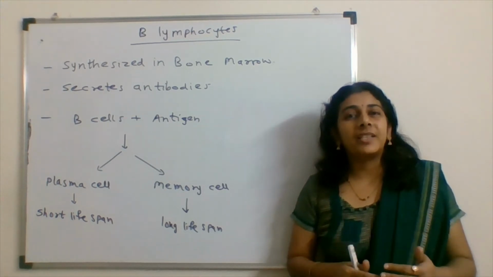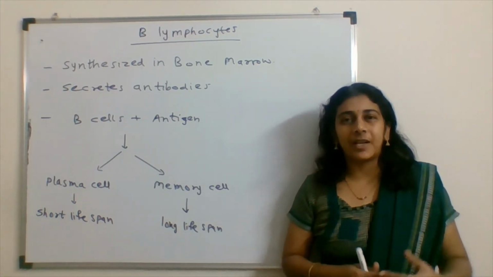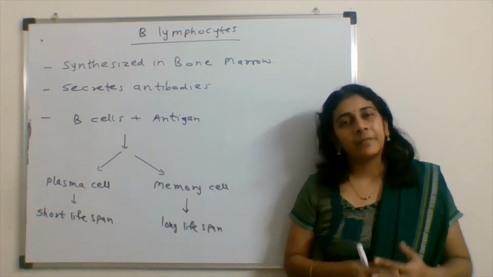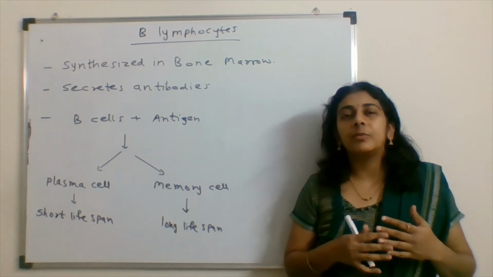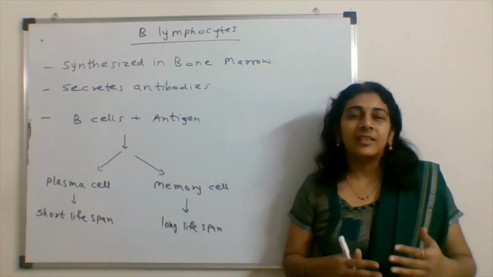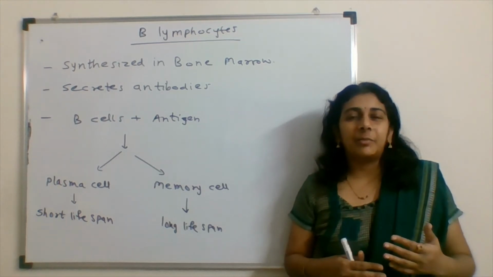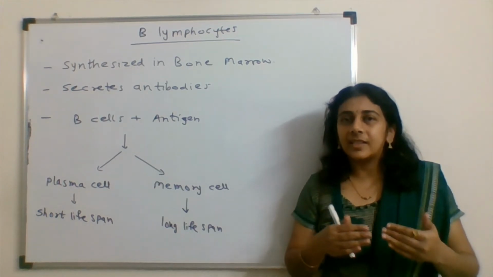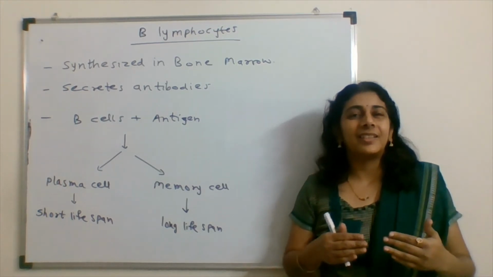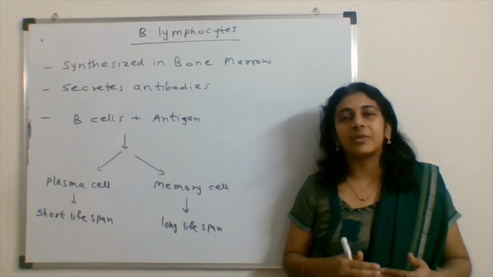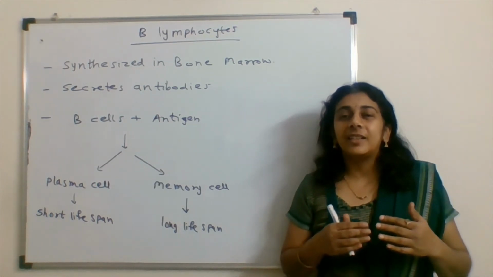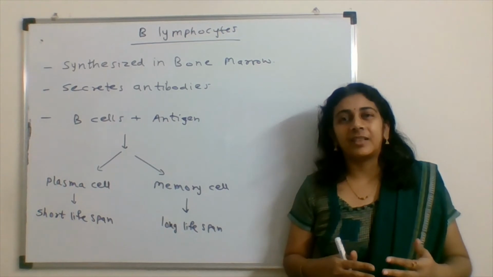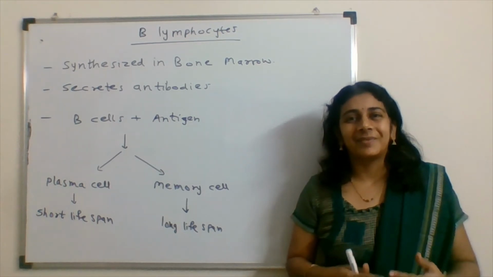So one memory cell is formed along with the plasma cell or effector cell, and the memory cell functions to memorize that antigen. Because of this, if that antigen comes again, there is a secondary immune response, and that is in a fast manner. It becomes fast.